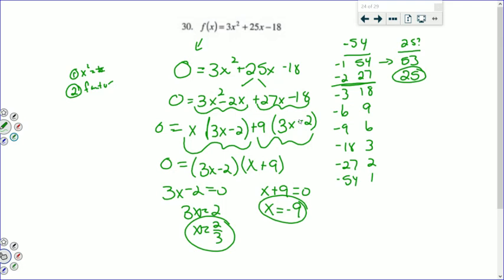Okay? So because we were able to factor, we didn't have to use completing the square, or the quadratic formula. We didn't have to use either of those because we could factor, and it saved us a lot of time. Okay, on to the next problem.